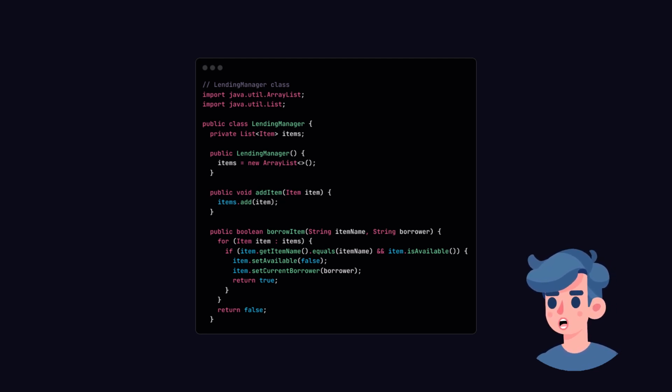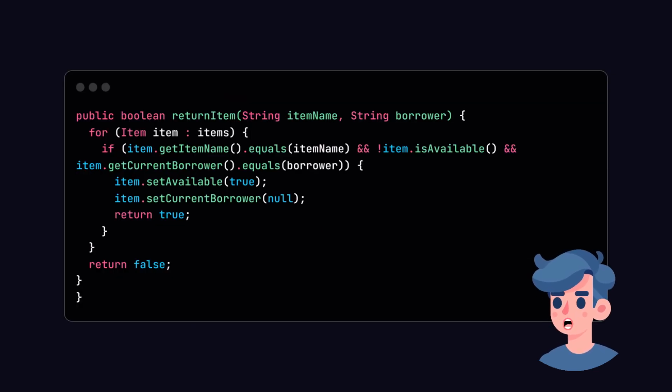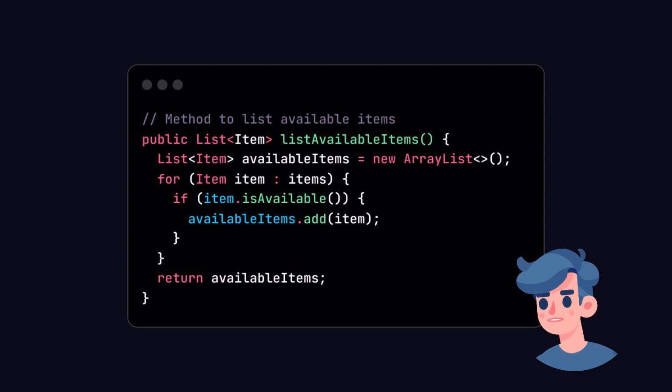Next, we want to implement the lending manager class to handle lending and borrowing transactions. In the lending manager, we maintain a list of items with functions to add an item and borrow an item. The borrow item function checks for availability and updates the status. Now let's complete the lending manager by implementing the method for returning items. The return item method allows the borrower to return an item, setting its status back to available.